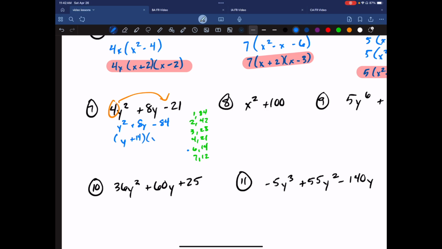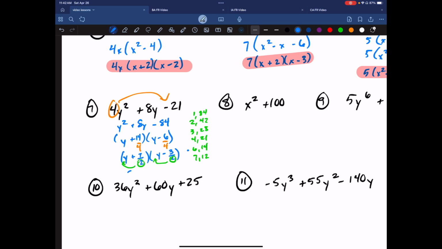And then just like before, because I multiplied by 4 to begin with, I'm going to divide by 4. And yes, my denominator is not going to go away. So this is going to be y plus 7 over 2, and this is going to be y minus 3 over 2. So I still have denominators, so I'll kick them up.